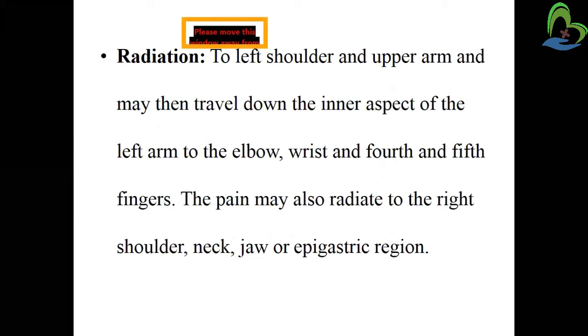Radiation: it will radiate to the left shoulder, where the heart is slightly slanted to the left side. Therefore, the pain will start at the left shoulder, then go to the upper arm, then travel down the inner aspect of the left arm to the elbow, then to the wrist, and then the fourth and fifth fingers. So it will radiate in this way, from upside to downwards.